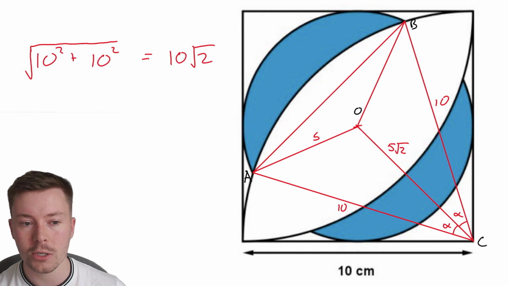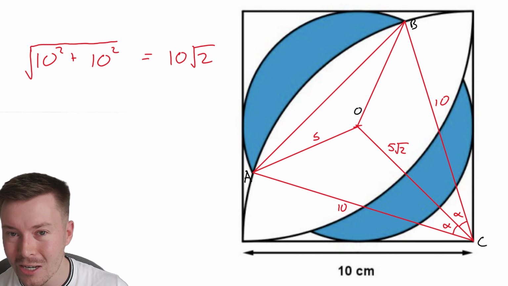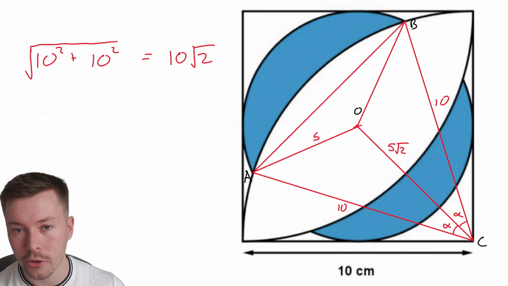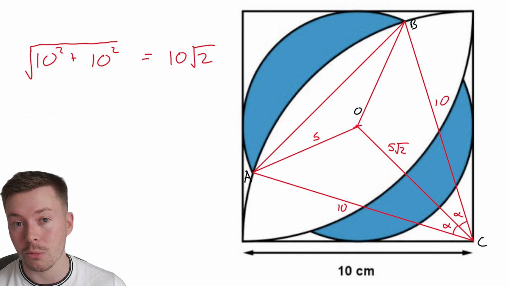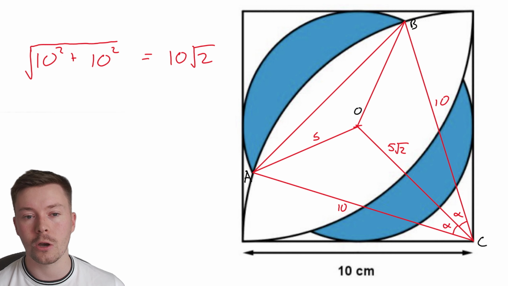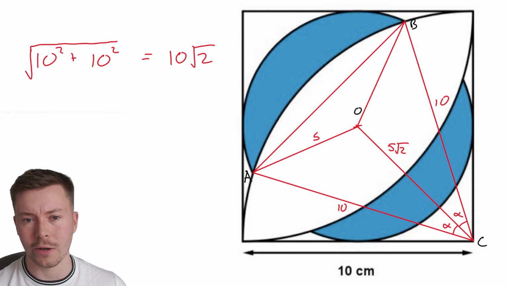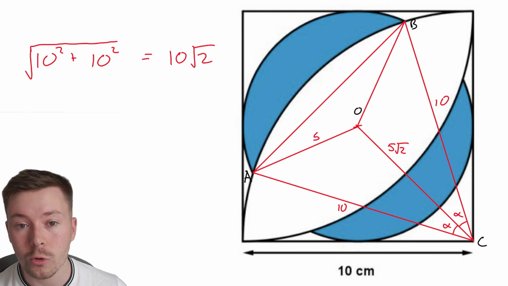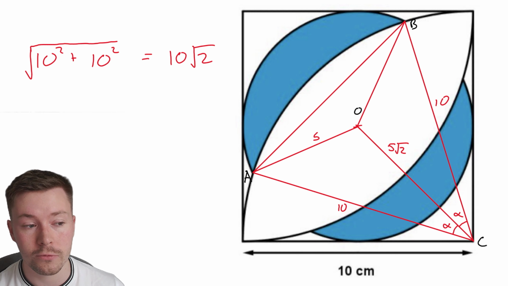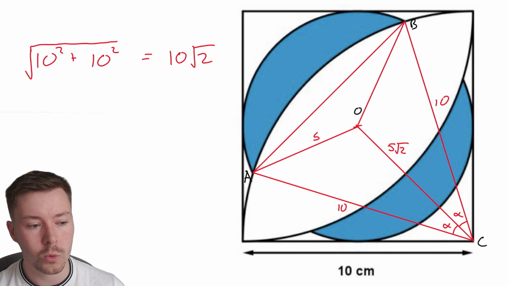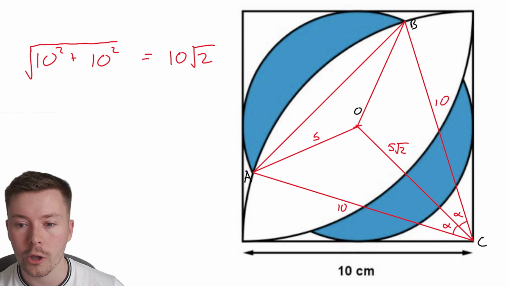So then what I'm going to do is I'm going to label OC. Now that's a little bit tricky until you realise that OC is actually half of the diagonal of the square. Again, because of symmetry, it has to be. And so the whole length of that, that's top left to bottom right, or whichever diagonal you do, is going to be 10 root 2, so we're going to halve that to give us 5 root 2 as the length O to C.